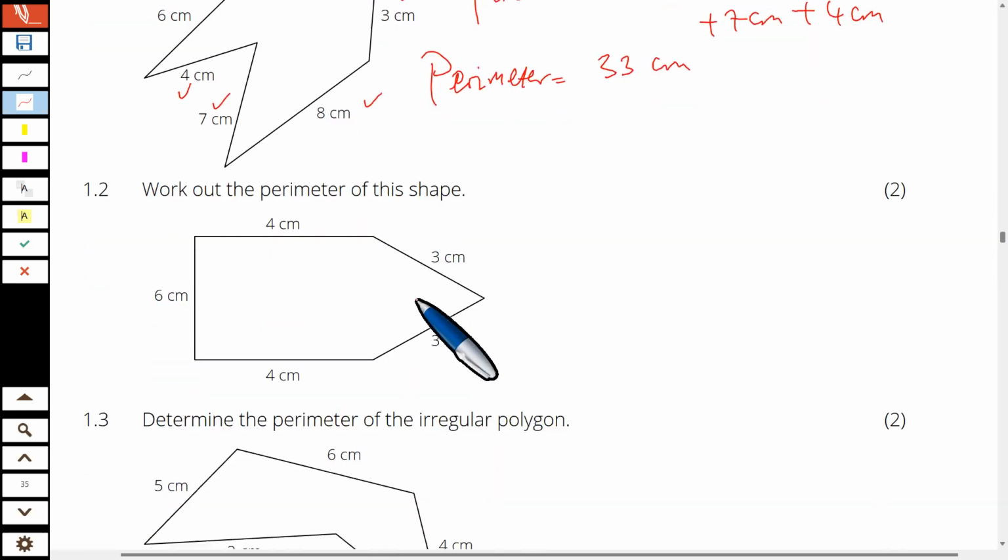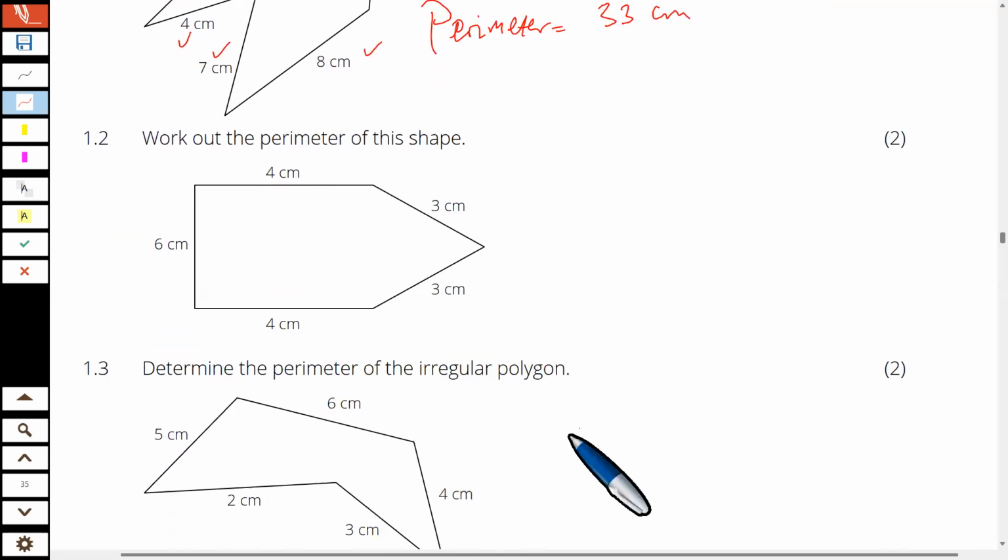To do the next question, I'm giving you 2 minutes because it's out of 2 marks. Are you able to see the screen? Yes. Okay, good. Can you see question 1.2 that I've just encircled? Yes, clearly. Please, I'm giving you 2 minutes to try it. Work out the perimeter of this shape. And you give me the answer when you're done.